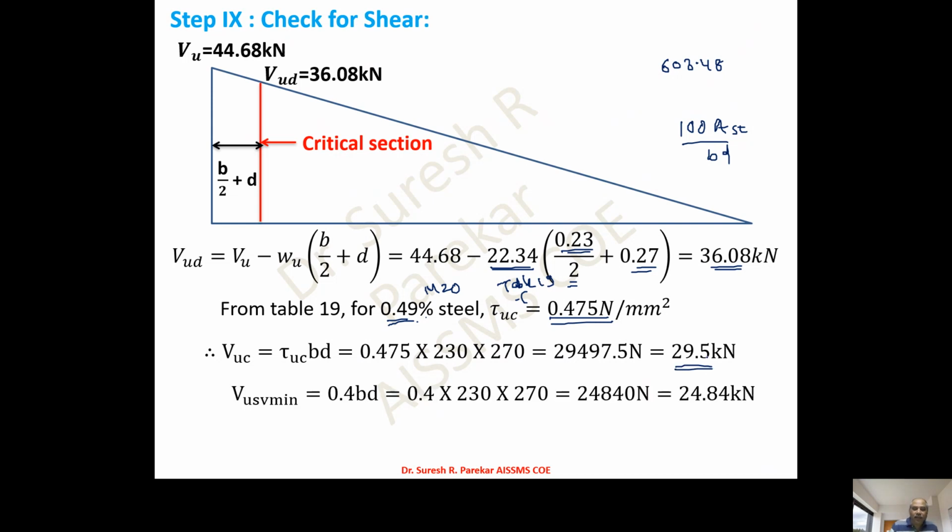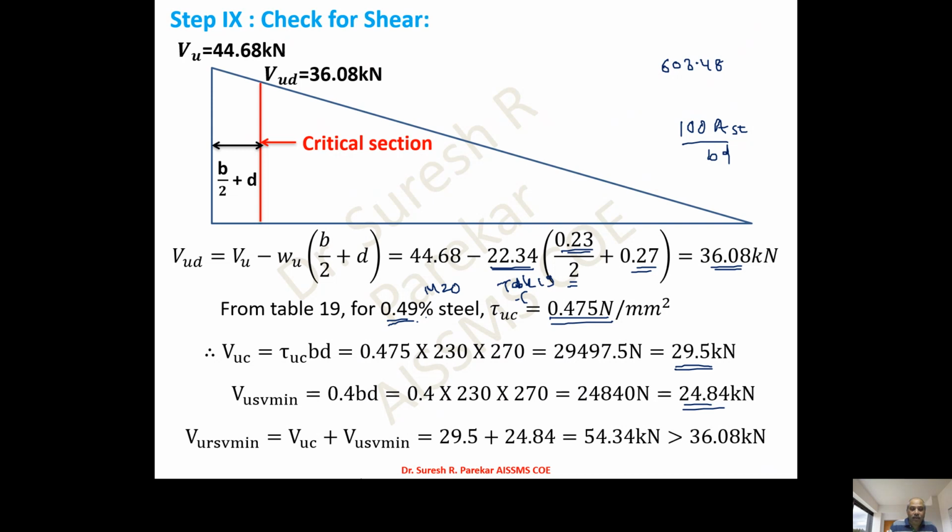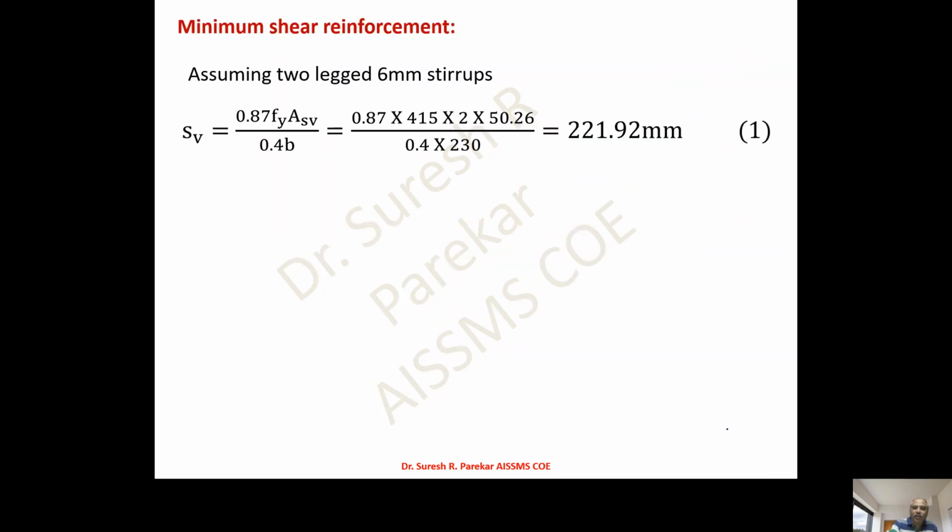Then we will calculate Vuc, which will be tau c bd, which gives us the value 29.5 kilonewton. And then we can have Vus minimum 0.4 bd, that gives me 24.84. And if we calculate Vu resistance with minimum shear reinforcement along with concrete, it is 54.34 kilonewton, greater than 36.08 kilonewton. And then we can have minimum shear reinforcement, that is Sv equals 0.87 fy Asv upon 0.4 b, which gives us the value 221.92.